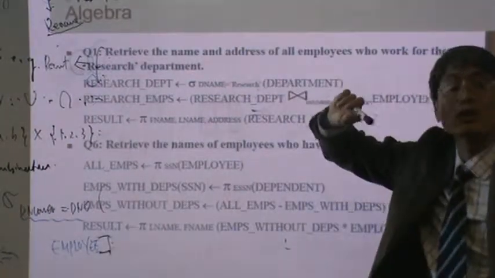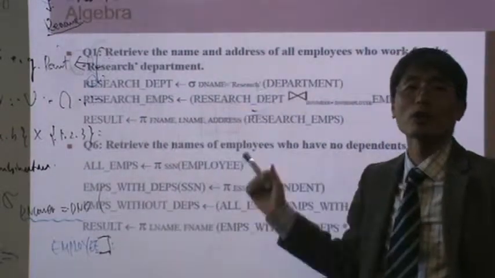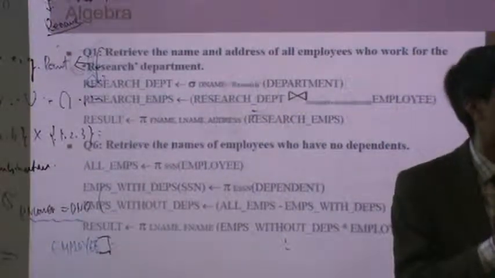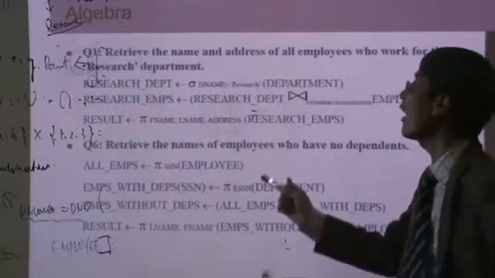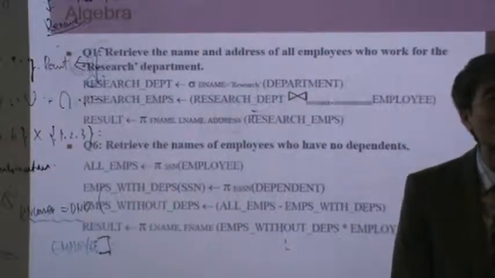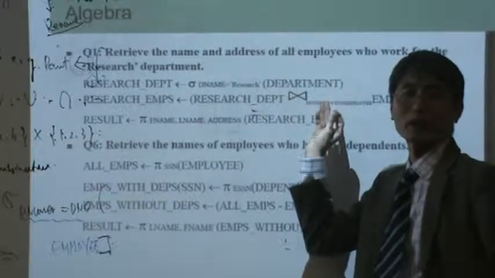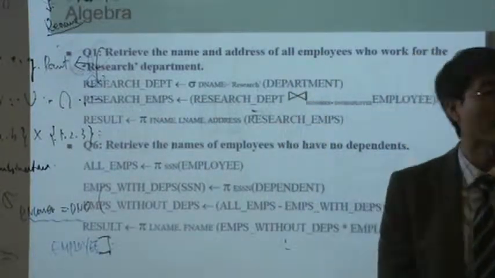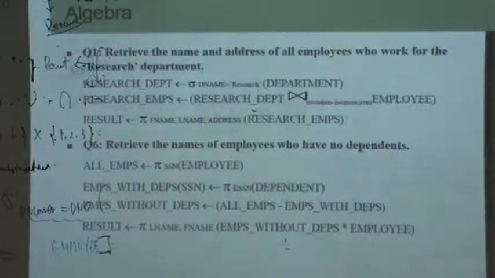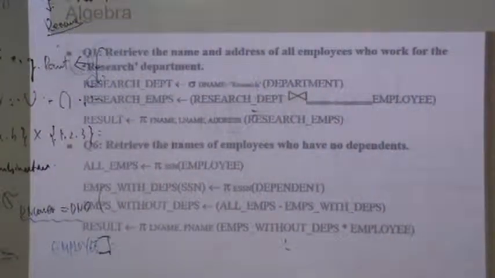Because you made such a query, you are the best one who can understand your query. But if you cannot understand the meaning of this, then you cannot make the relational algebra expression. Before that, you should understand. So let's say, retrieve the name and address of all employees who work for the research department.